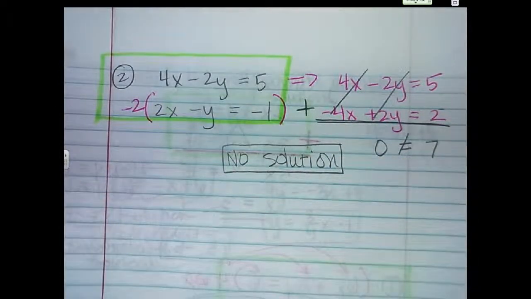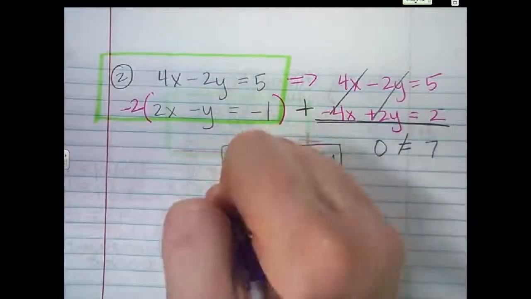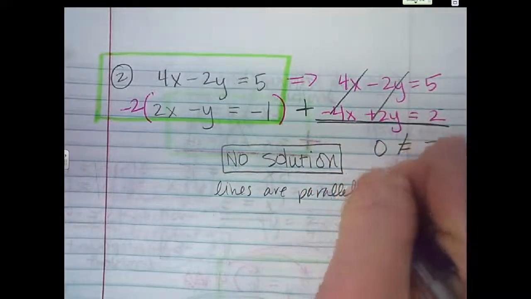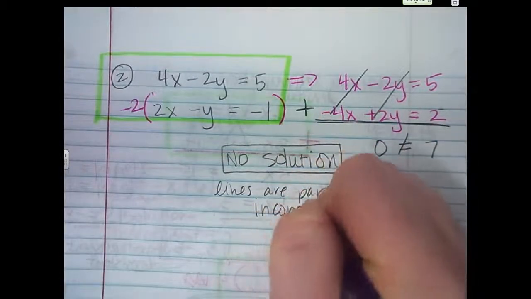What does no solution mean about the lines? What would the lines look like? Parallel. Lines are parallel. And we call that inconsistent.